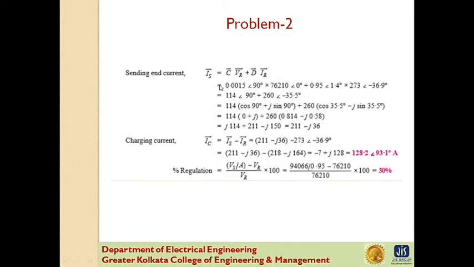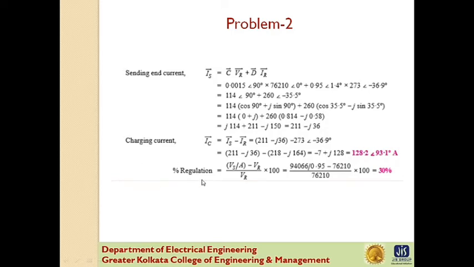Next, sending end current. This formula we already know: IS is equal to C VR plus D IR. Now putting the values of C, VR, D and IR, we get the value of IS equal to 211 minus j36. Now the charging current is IS minus IR. Putting the values of IS and IR, we get the final value, which is equal to 128.2 angle 93.1 degree ampere.